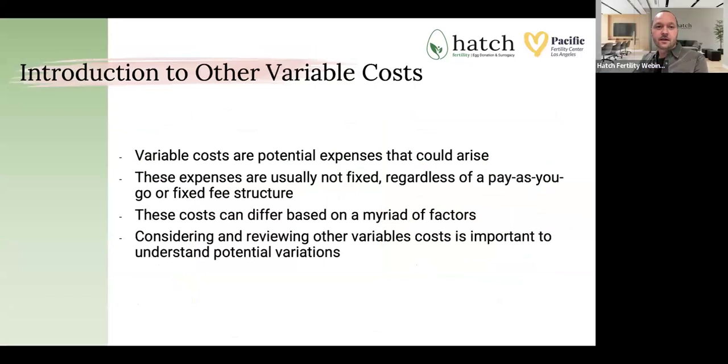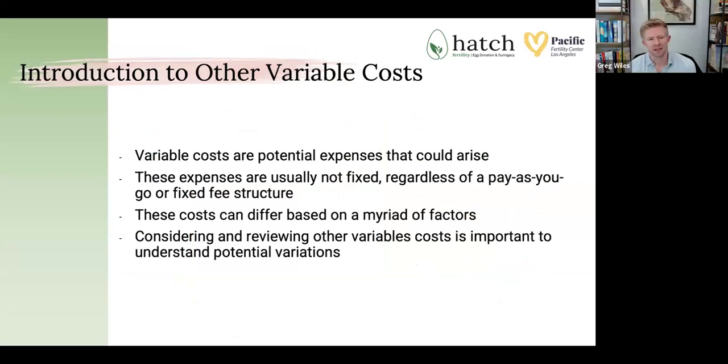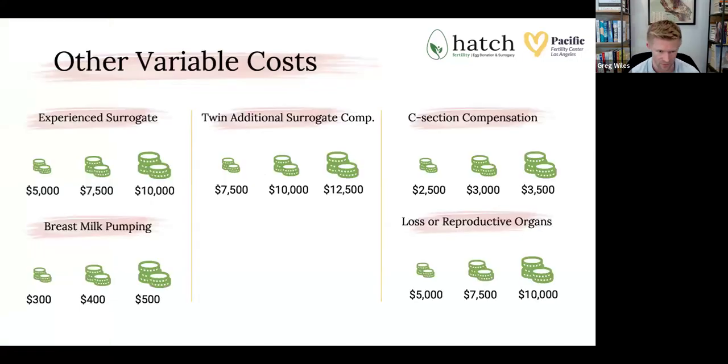Now that we've gotten really down, really sad, let's talk about something a little less sad, which is other variable costs. There are other expenses that can arise. They don't tend to be fixed. They tend to be pretty variable, though some agencies will say, these are the costs for these sorts of things. It depends on a myriad of factors. It's important to understand that they can happen, because these are the things that my friends were really angry about when they got a bill for it, and they were like, wait, why do I have to pay for that? So let's talk about what a few of those things are and why you have to pay for them.